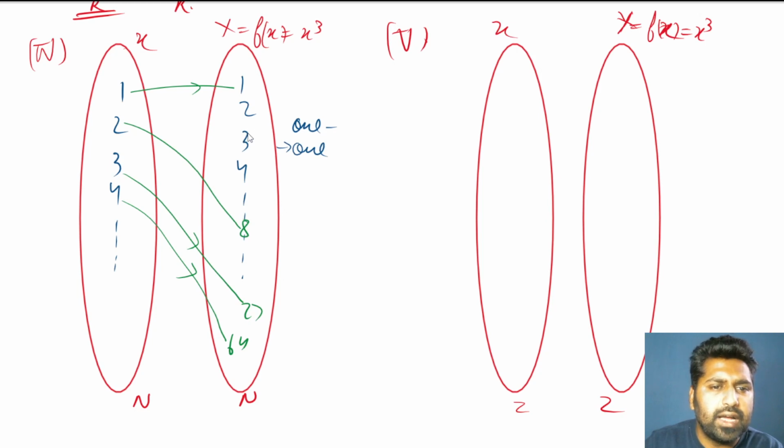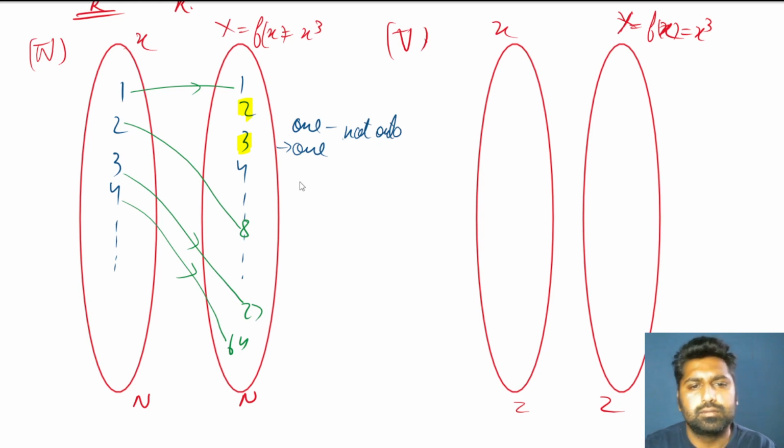But every y, you can see these two y, 2 and 3, they are not related, because yes, 2 will be the cube root of 2, but the cube root of 2 cannot be written here. Why? Because this is a set of natural numbers. So this is one-one, but not onto.